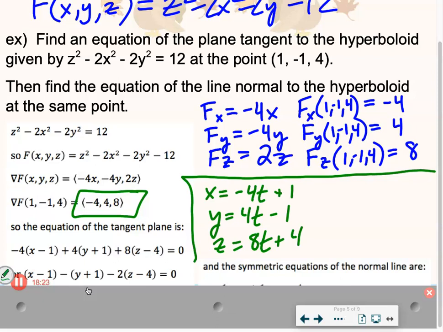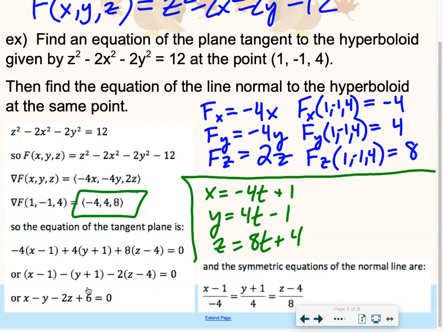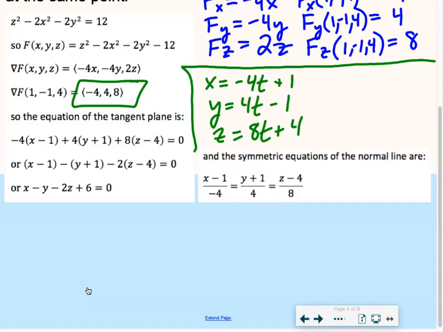Now I do a slope point line. And then that's just me writing them as symmetric, but it's the same thing.